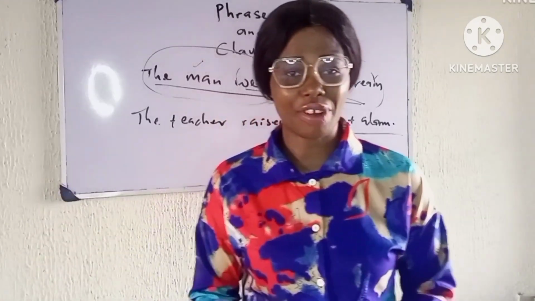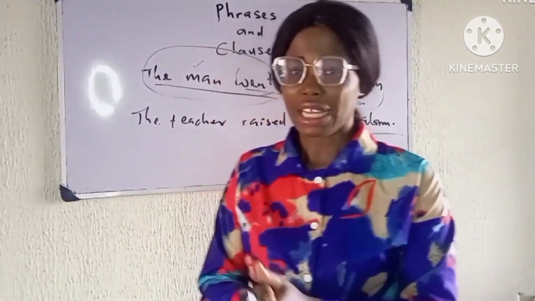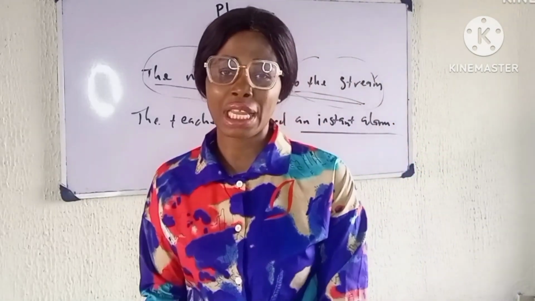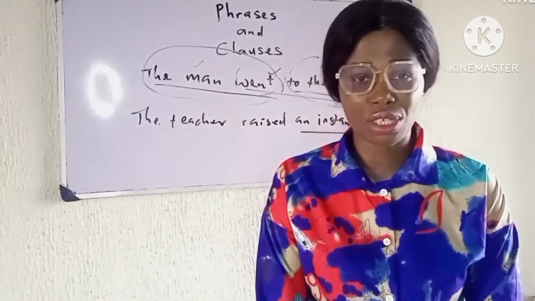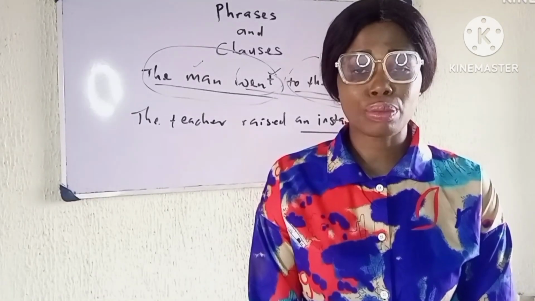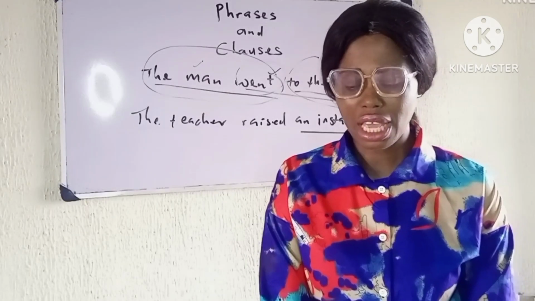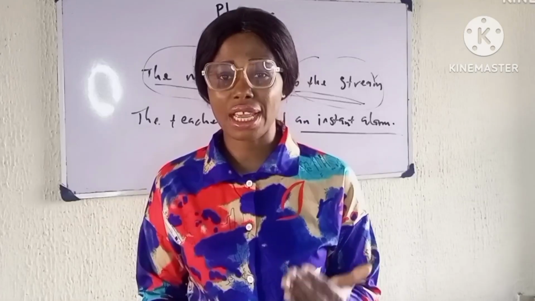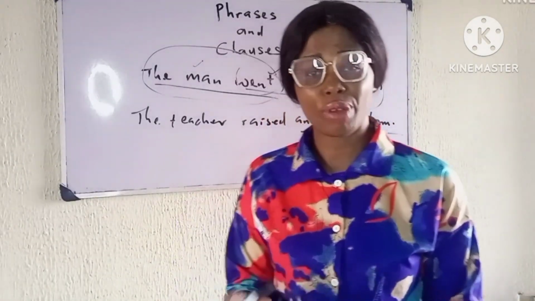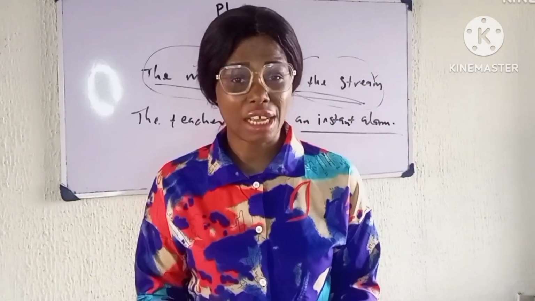Now, what is a noun phrase? A noun phrase is a group of related words that do not contain a verb. A noun phrase can actually contain the subject of the sentence, but it must not contain the verb of the sentence. It is a group of related words without a verb that can function as the subject of a verb, object of a verb, or complement. That is what a noun phrase is.